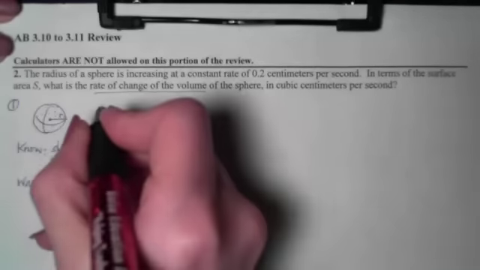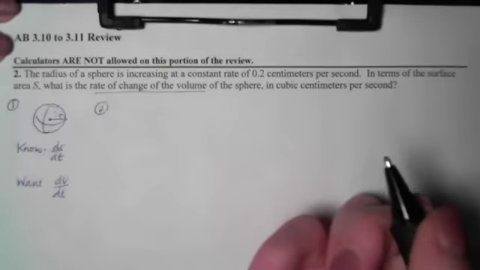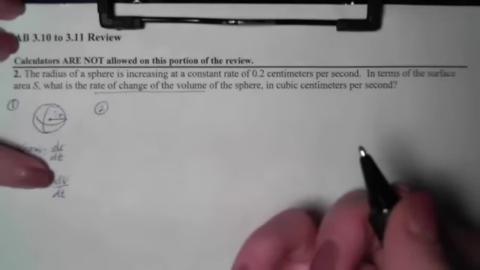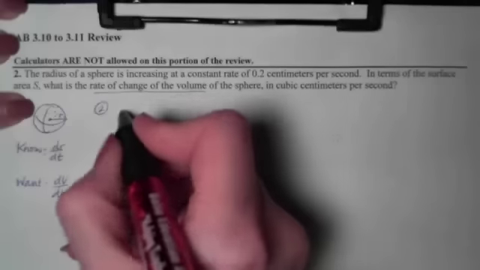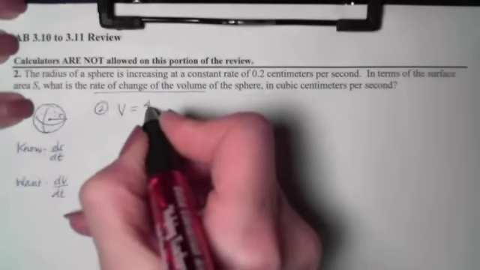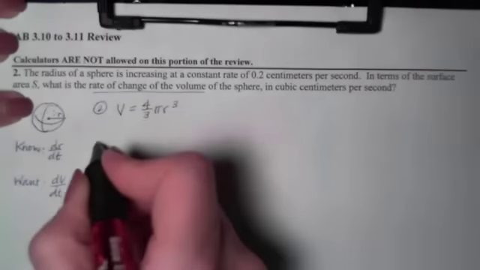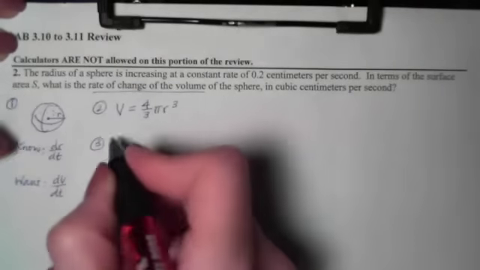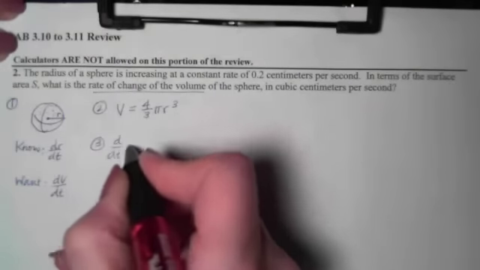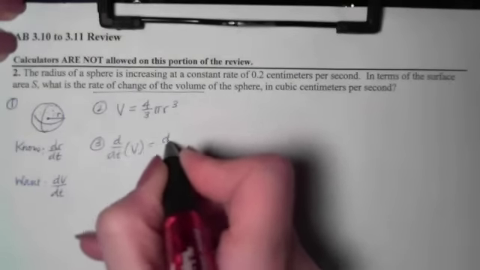So that tells me for step 2 that I need to set up an equation that relates the radius and the volume of a sphere. So that formula is V equals 4/3 pi r cubed. So step 3 now is I need to take the derivative of both of these with respect to time.